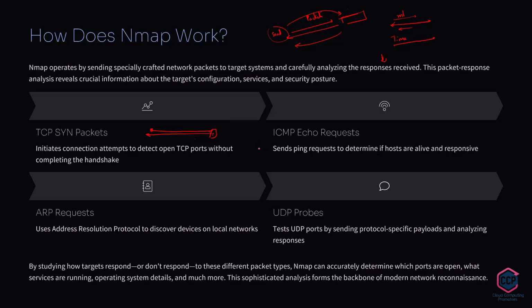Okay. ICMP echo request. Here we'll send a ping to determine if the host is alive or responsive. We'll check whether it is responding to our signals. If there is a firewall, what will happen? We'll try to ping, and it will drop. It means that network isn't responding, but the firewall is responding.